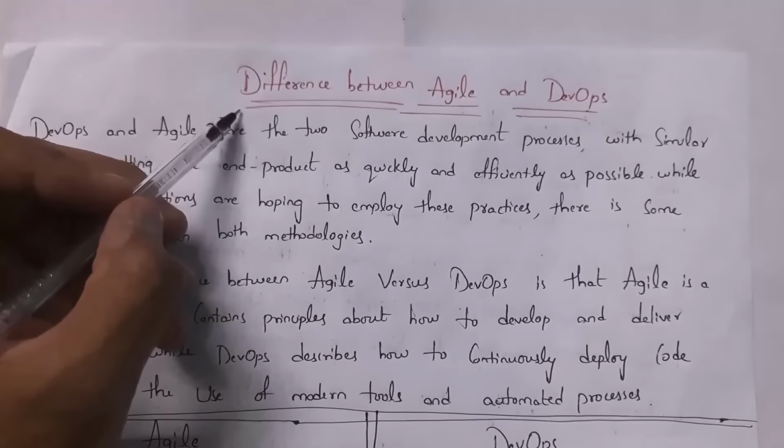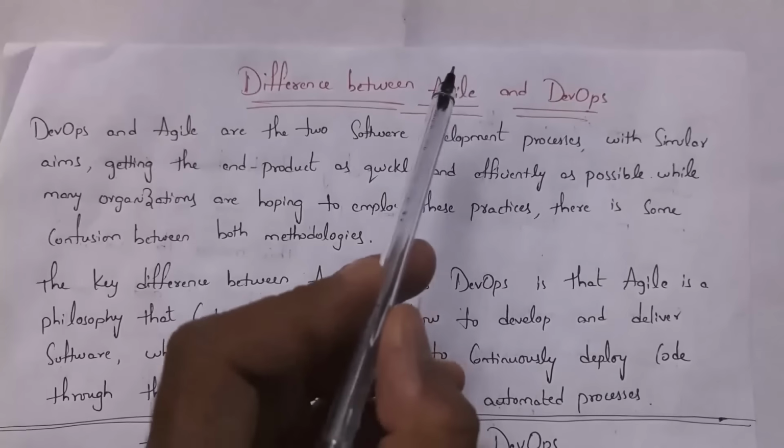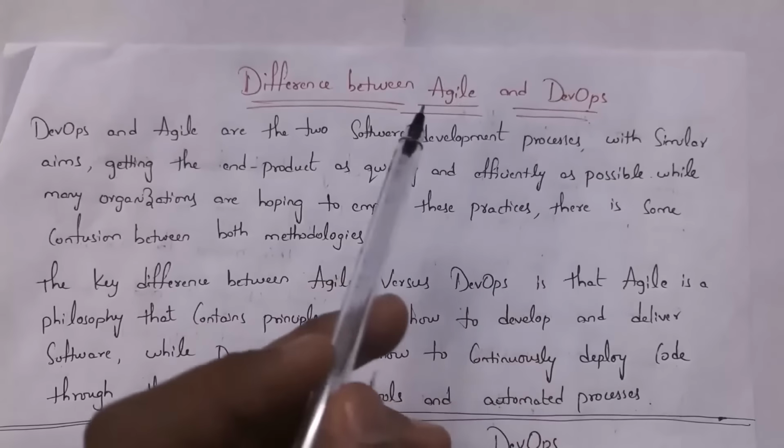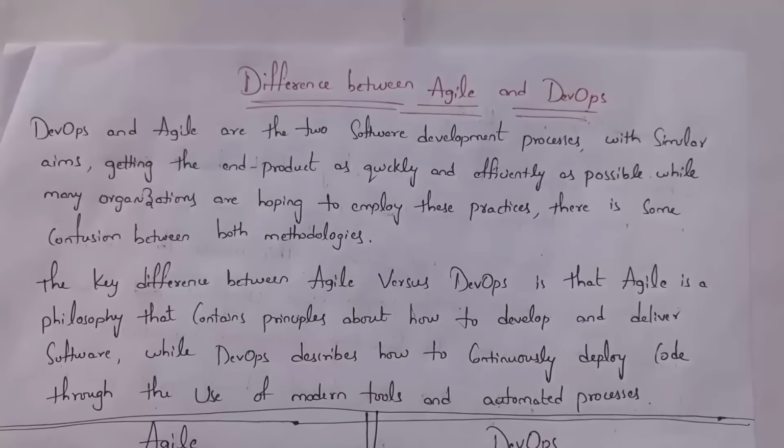Next, I will explain the difference between Agile and DevOps. Guys, both Agile and DevOps are software development processes. That is nothing but a sequence of steps they follow in order to deliver software. And they both have the same goal, that is, they need to deliver software quickly and efficiently within a short period of time that must meet customer expectations.